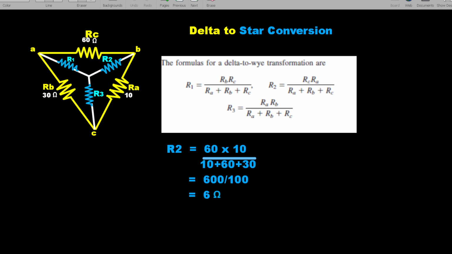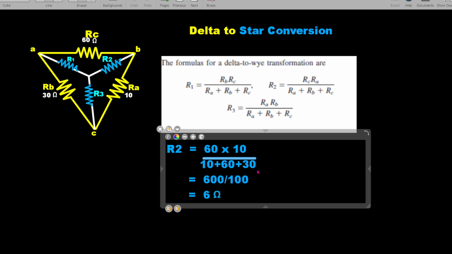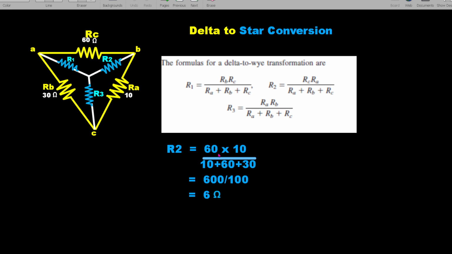Similarly, we'll move on to find the answer for R2. It is RC RA. So what is the value of RC? It is 60. RA value is 10. So R2 is equal to RC RA divided by the summation of these three values, that is 60 plus 10 plus 30. So the same formula: RC RA divided by RA plus RB plus RC. So it is RC, 60, into RA, 10, divided by 100. So 600 by 100, it is 6 ohms.